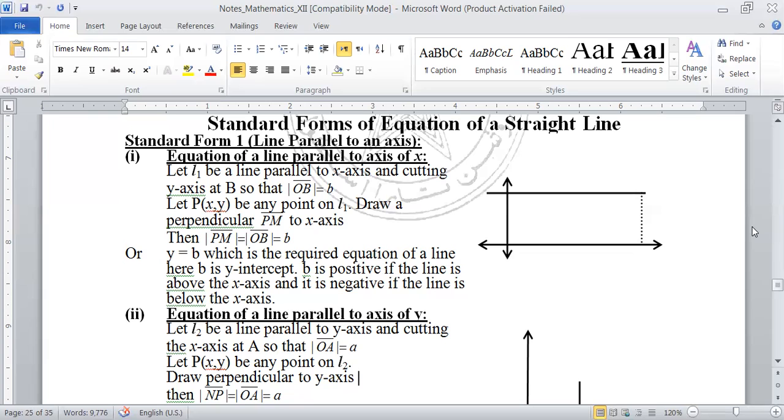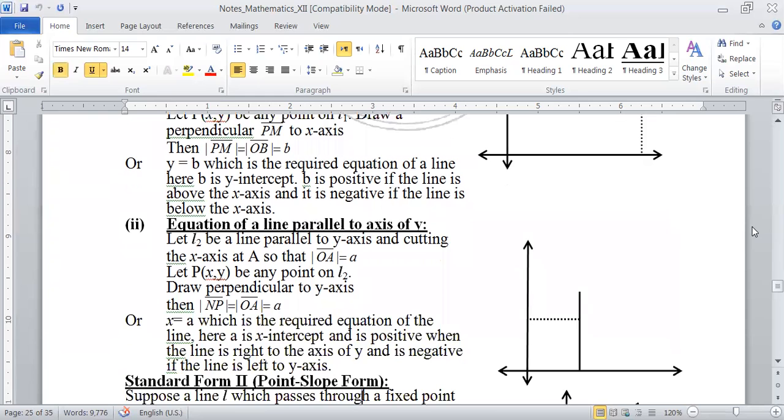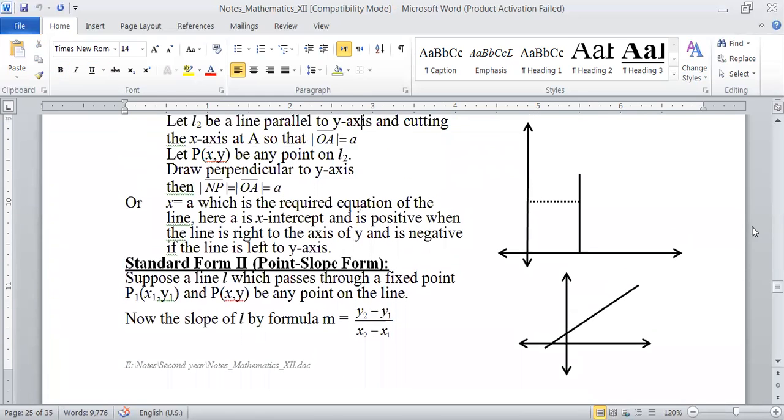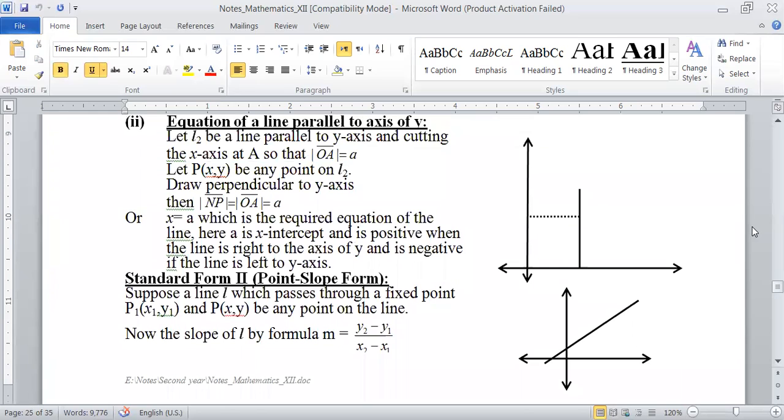ठीक है, तो यहाँ एक दो रिमार्क है. If B is positive, the line is above the x-axis. If B is negative, the line is below the x-axis. The second part of standard form 1, equation of a line parallel to axis of y. Dear cadets, let L2 be a line parallel to y-axis and cutting the x-axis at A so that OA is equal to A.